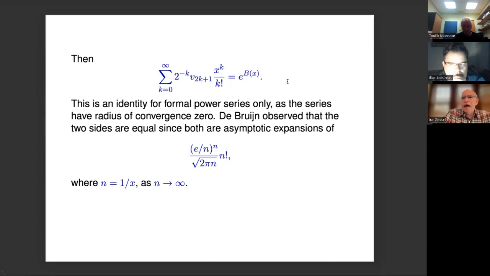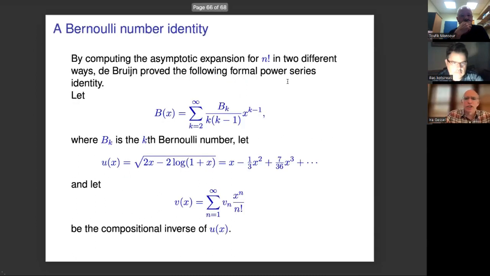And the other side, you use one of the standard methods for asymptotic expansions, Laplace's method. You use the integral for the gamma function, or the integral for the factorial, the integral of e to the minus x times x to the n dx. You make a change of variables so that you can express it as a nice integral. And this change of variables brings in that funny function v of x.